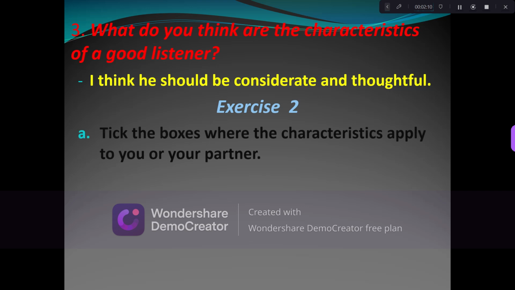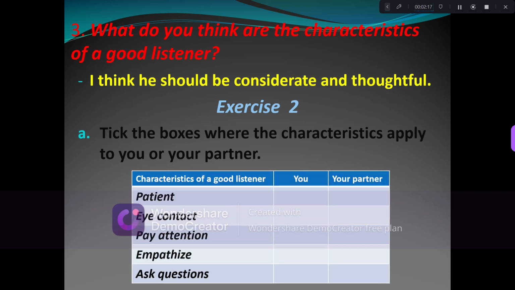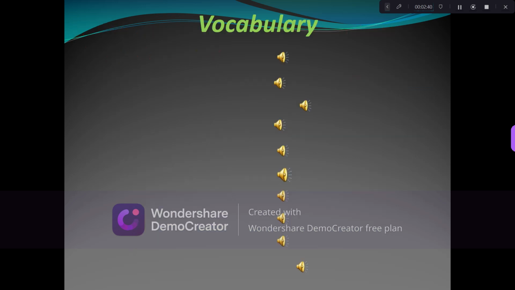Now in the student book we will have exercise 2, which includes the characteristics of a good listener. And these points are important to be memorized, especially as they will be brought as set book questions. So the characteristics of a good listener are patient, eye contact, pay attention, empathize, and ask questions.